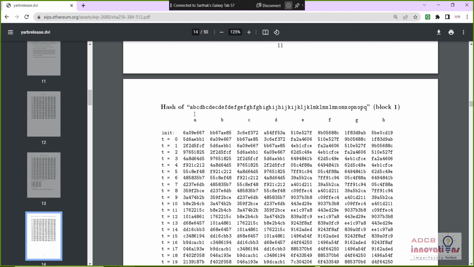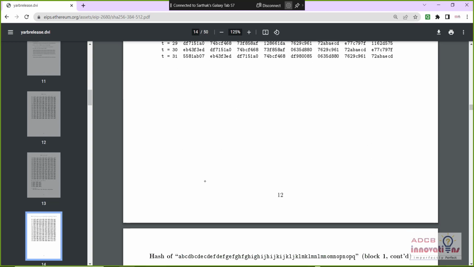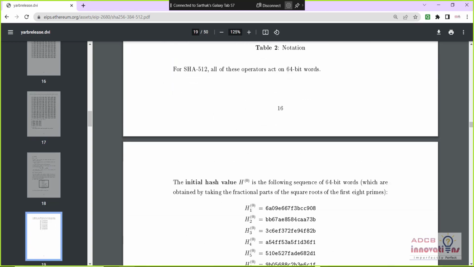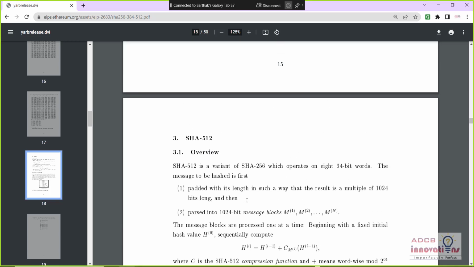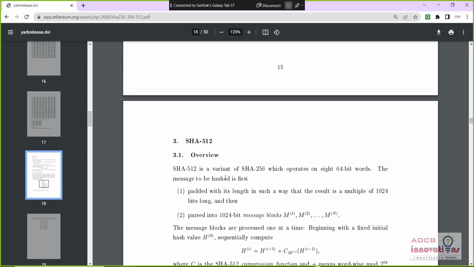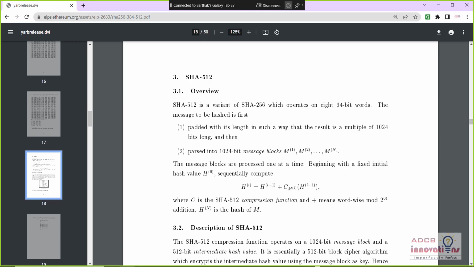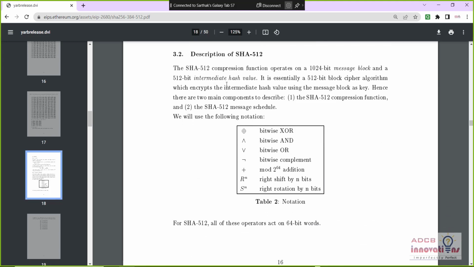Similarly, it has shown the iterations for calculating the hash of this whole thing, and all. Next you will find SHA 512, which is almost the same as well. There are some differences however. So this is all available in this Ethereum handbook, and I will be pasting the link for this Ethereum handbook in the description. I hope it is clear how the SHA 256 value is calculated.